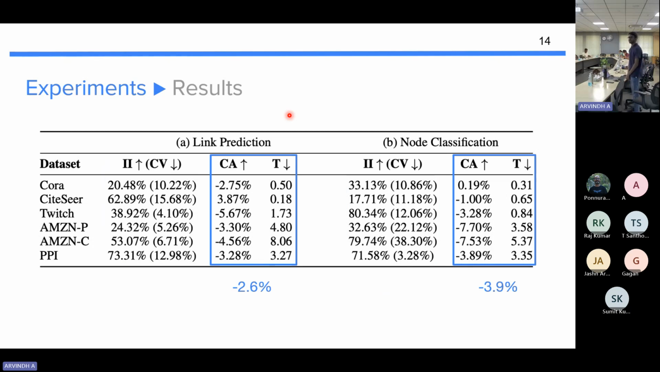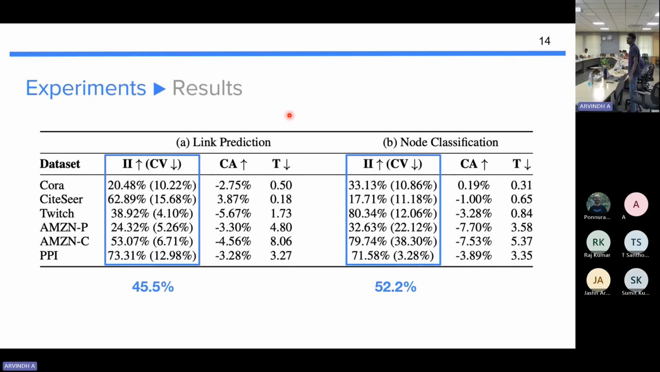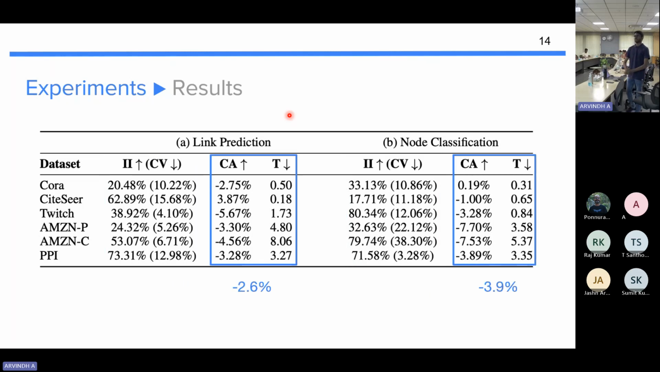And if you look at the costs, they're pretty much well in control as well. So on average, you lose 2.6% accuracy for link prediction and 3.9% for node classification, which is acceptable because GNNs, in the state that they are, perform in the 85s, 90s range. So the accuracy loss of 2.6% is justifiable for a 45.5% improvement in fairness. And the time cost also seems to be quite scalable. In the worst case, you seem to be spending 8 seconds per unit increase in disparity.